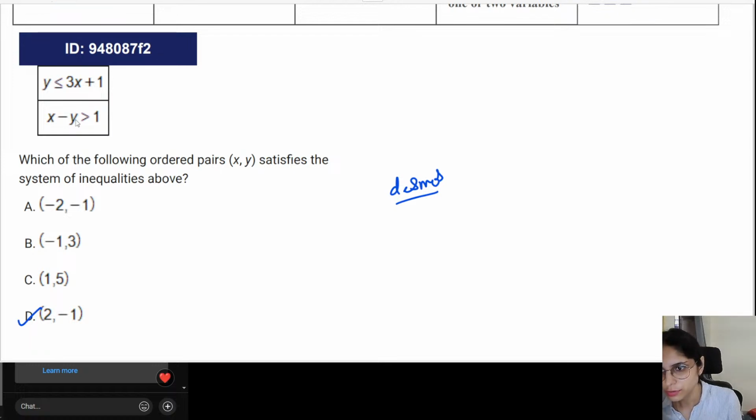And you can check also. 3 times 2 is 6. 6 plus 1 is 7. 7 is greater than or equal to negative 1. 2 plus 3 is greater than 1. So those were all the medium problems. Now we'll go to the hard, normal problems. There are just 4 of them. First is question number 13.